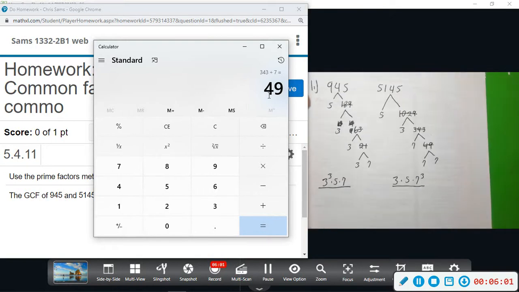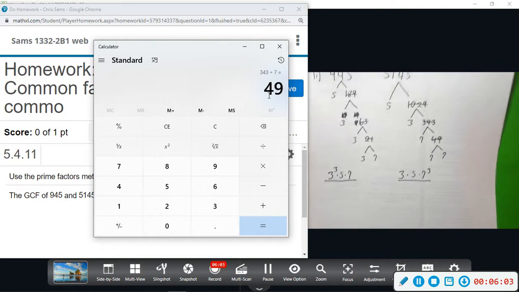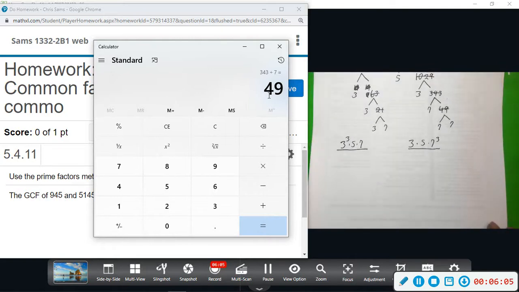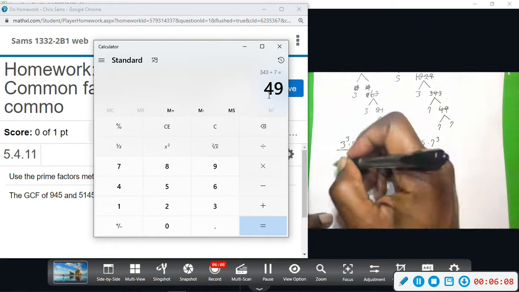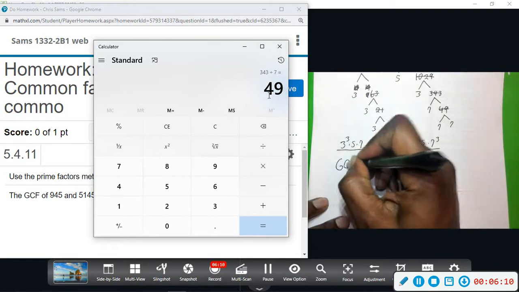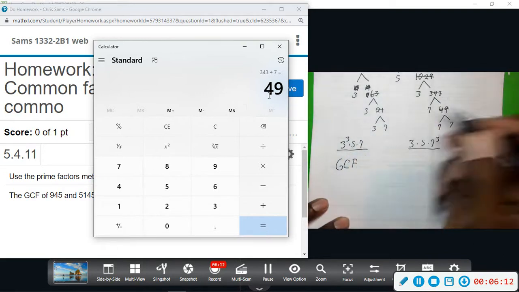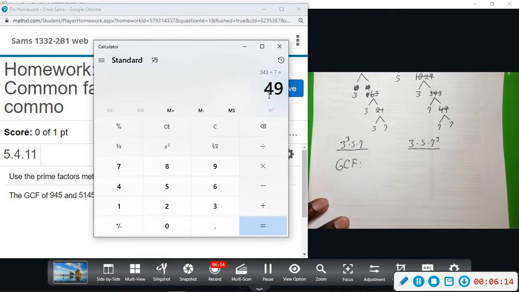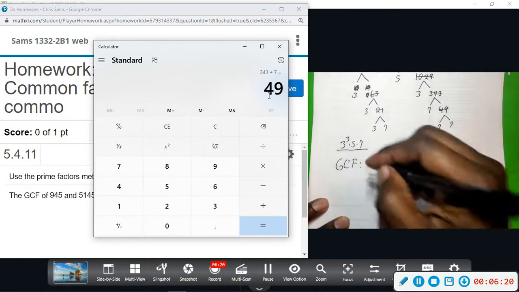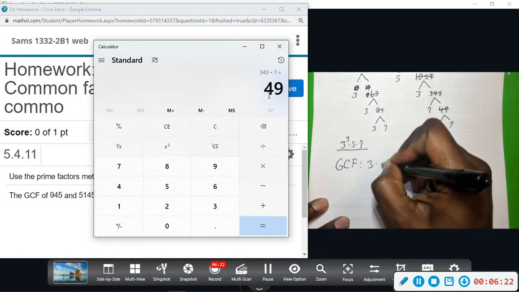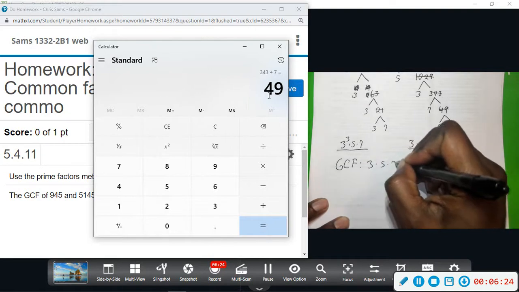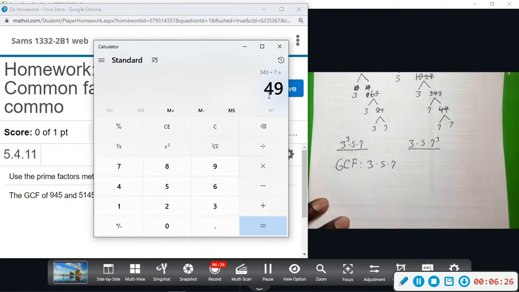Okay. Once you have the prime factorization, for the greatest common factor, it says list the factors that they have in common. So they have 3 in common, they have 5 in common, they have 7 in common. I'm going to write down 3, 5, and 7, only because they're in both numbers. And then you take the smallest exponent.